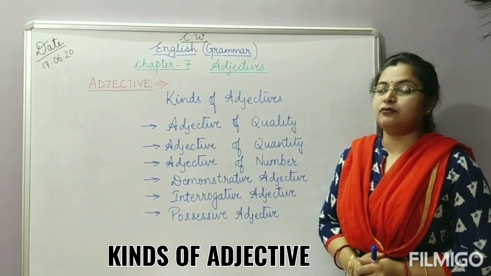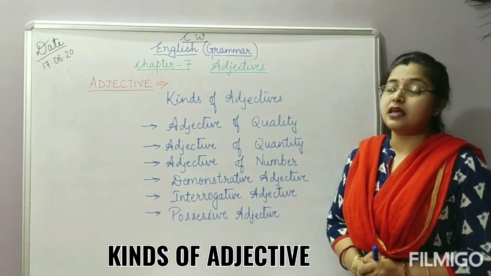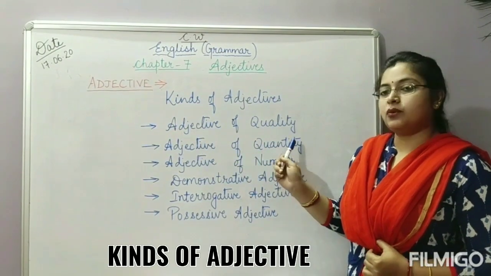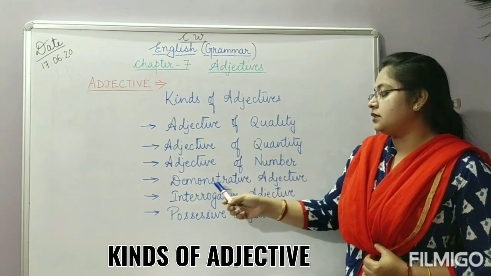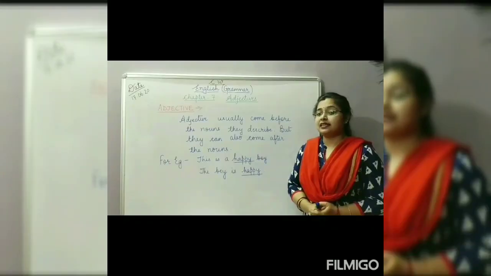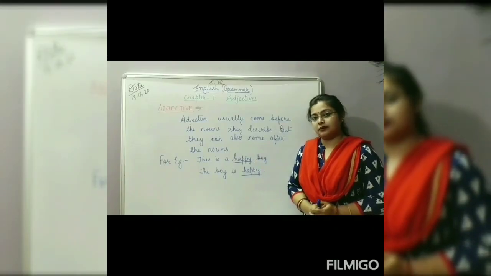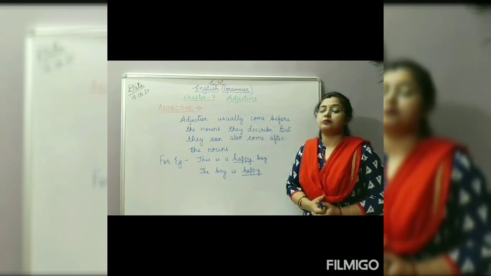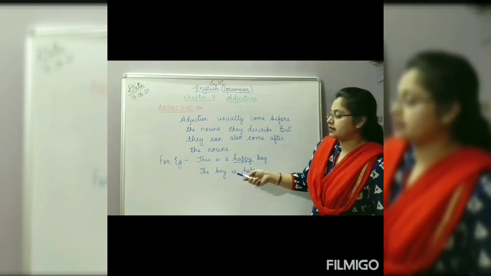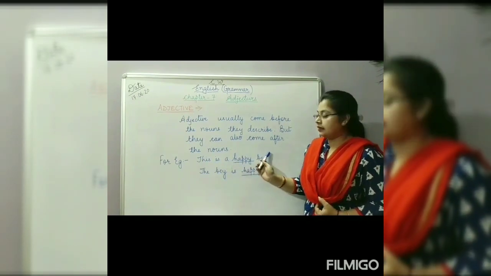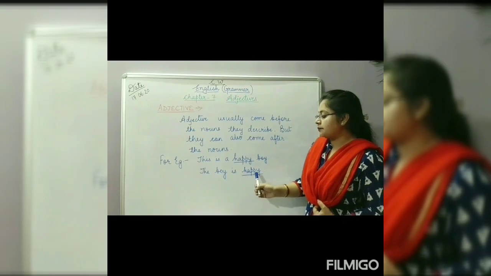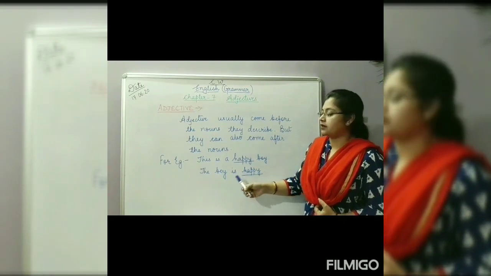Now students, let's see what are the kinds of adjectives. Adjectives are of several kinds. These are adjectives of quality, adjectives of quantity, adjective of number, demonstrative adjective, interrogative adjective and possessive adjective. Before dealing with the types in detail, let us know one important thing. Adjectives usually come before the nouns they describe, but they can also come after the nouns. Look at this example. This is a happy boy. Here, the adjective happy is coming before the noun. The boy is happy. Here, the adjective is coming after the noun.